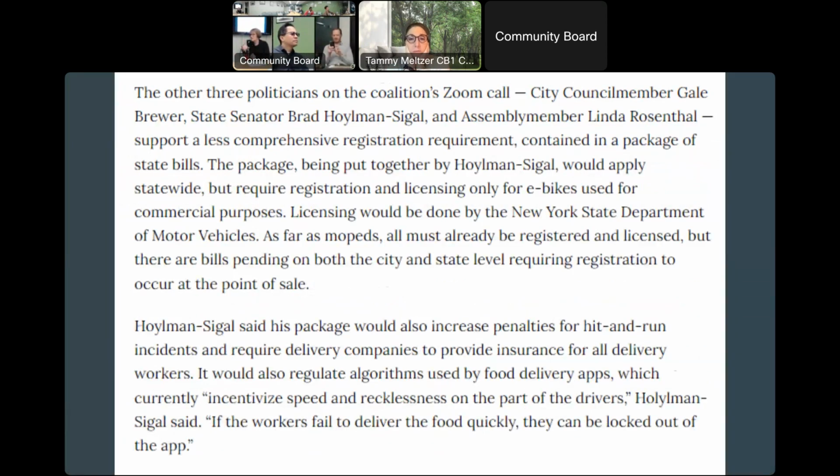But they talked about lots of things. The other politicians on there are going in a different direction, and they are looking for a less comprehensive registration requirement. They're looking at a package of state bills. There's a lot of stuff going on. I don't think we did our bicycle license, we did our mopeds. Well, mopeds was just like a pamphlet, right? Which the police apparently already had. Well, no, at the state level, it would still be law that you had to register.